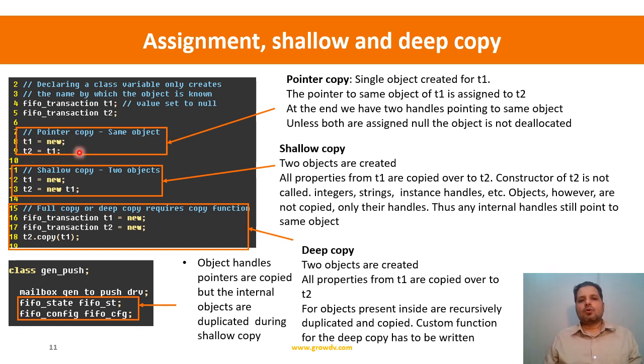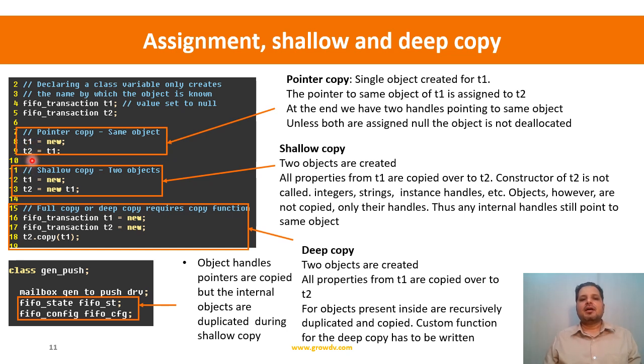Now there is no new object that got created. This is a very important point. When you set T2 equal to T1, there is no new object that got created. There is a single object. That is, if I had a FIFO transaction and inside that, let's say I had a data variable, there is only one storage that has been allocated, and that same storage will be pointed to by both T1 and T2.